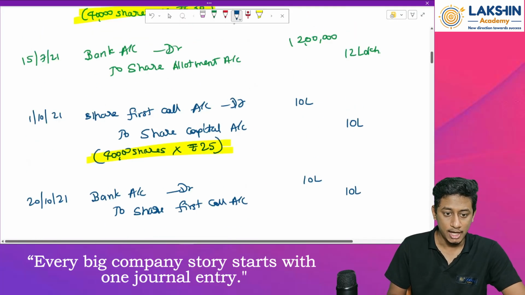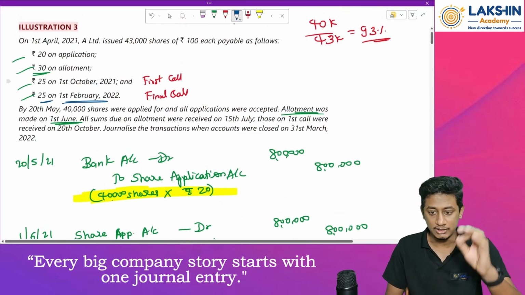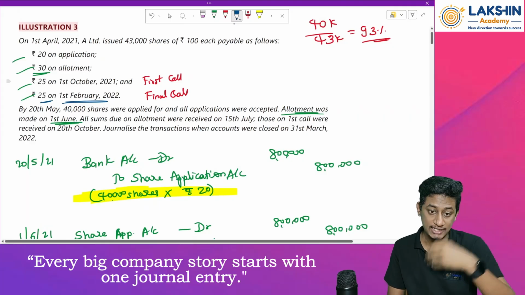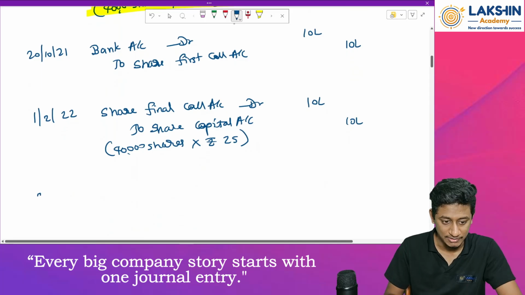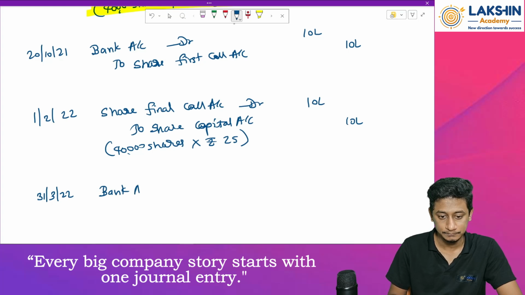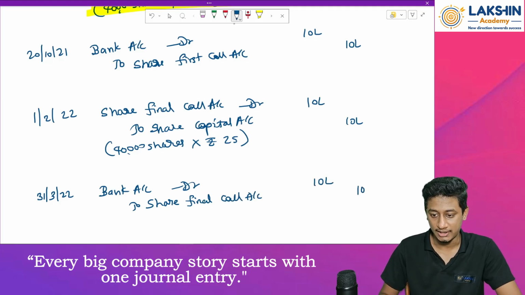But this time, on the final call, it is not mentioned when the amount was received. So we are assuming that the amounts are received by the year end. In the books also the same assumption has been taken, that on 31st March 22 the amounts are received. So on this date, bank account debited to share final call account. That will be rupees 10 lakhs.